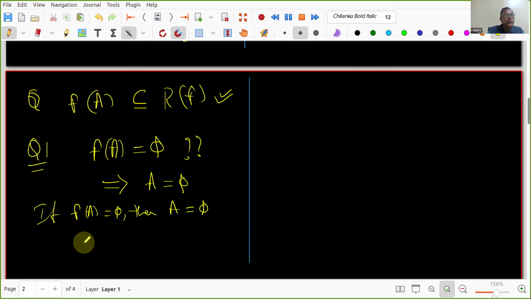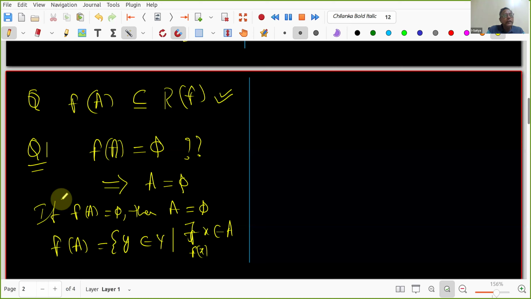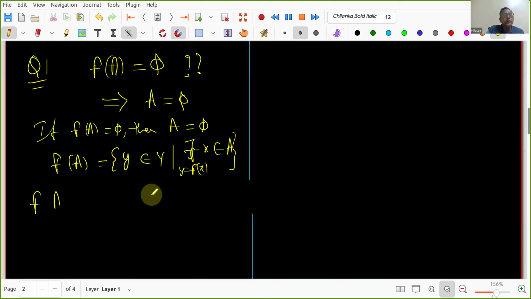Then f of A also contains an element, right? See, actually f of A, we are writing like this: the set of Y such that there exists X belonging to A such that f of X is equal to Y. We are writing like this, but actually you can write this way also. We can simply write f of A is equal to f of X such that, what is that you can write here?